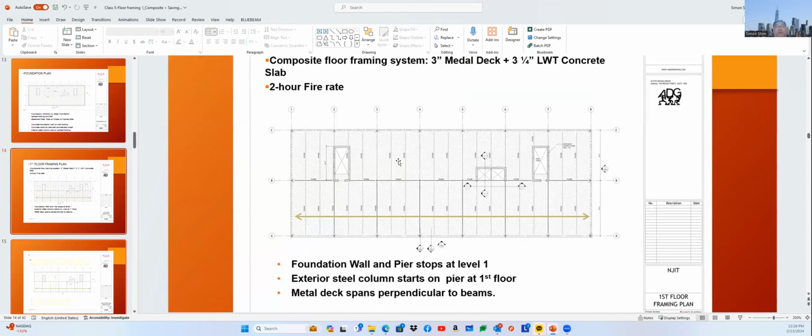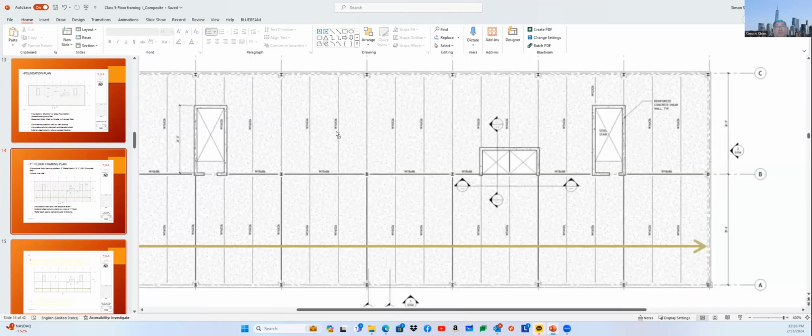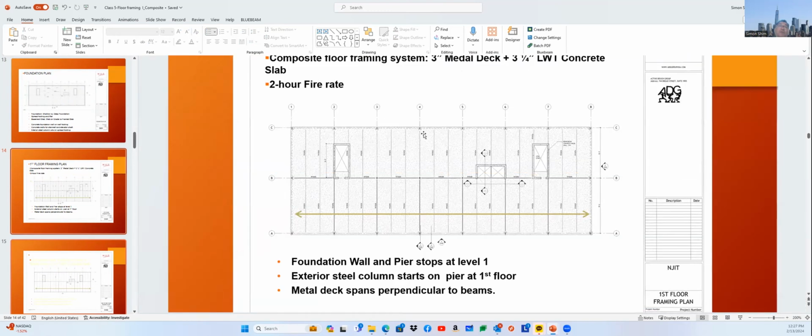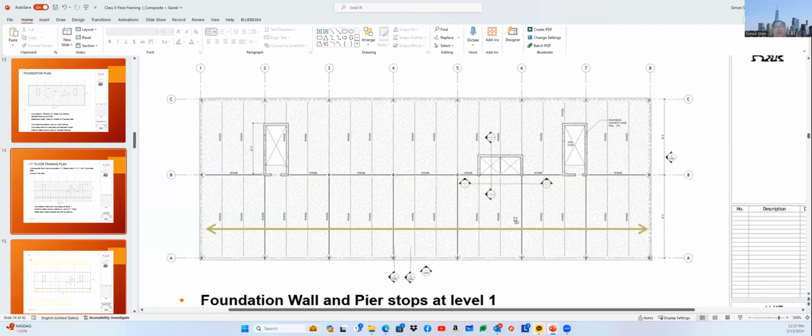The first floor, since we have foundation walls coming up and stopping at the first floor. See the pier, your dash line, and the steel column is starting at the first floor, right? So this is pretty much a normal case. The mid-rise building, or it could be done also in a high-rise building, but this is one of the solutions. And what you can see here, floor frame layout, which is similar to what you design.